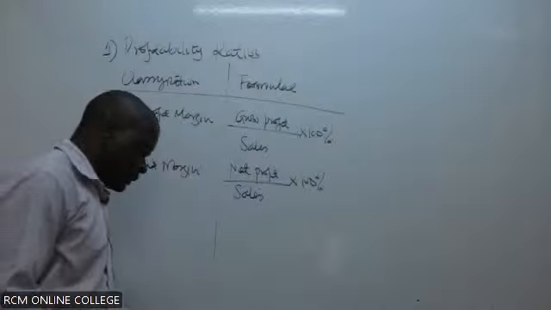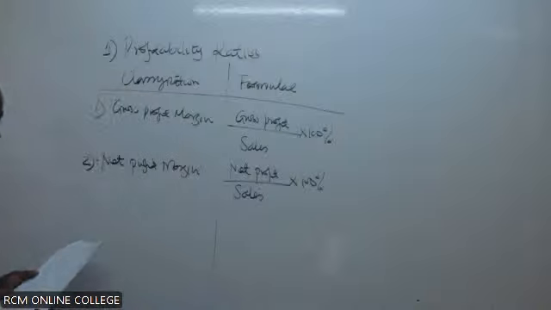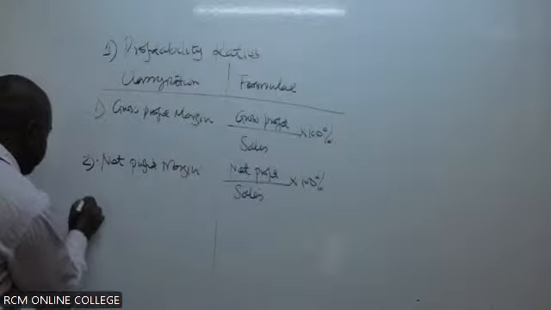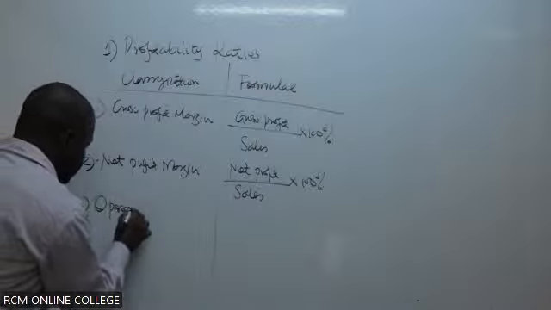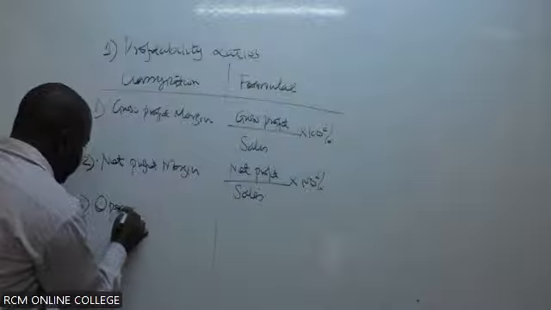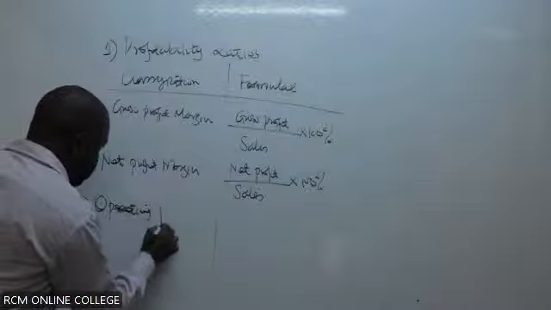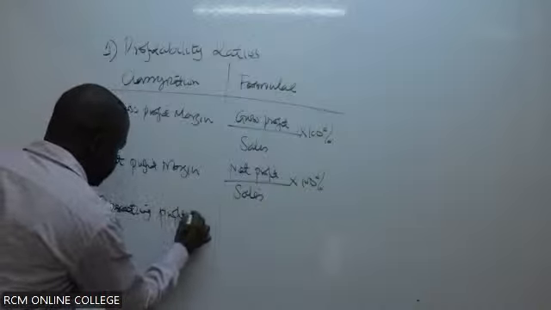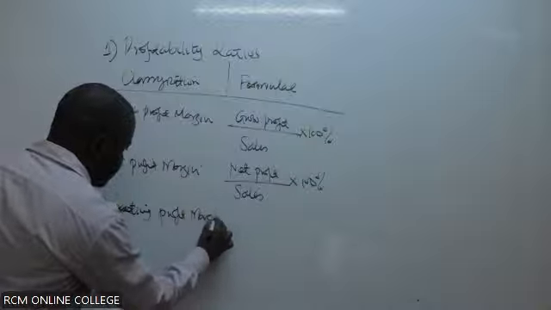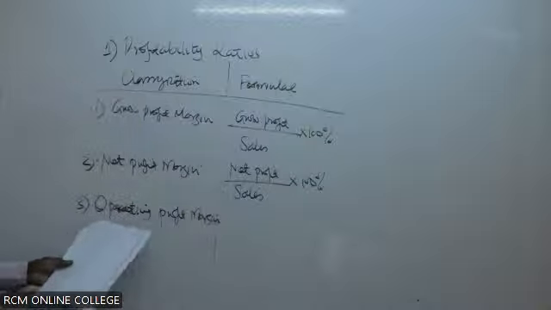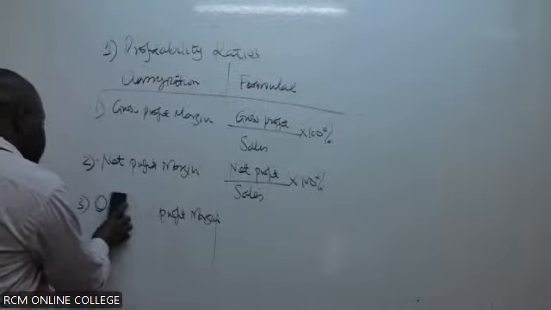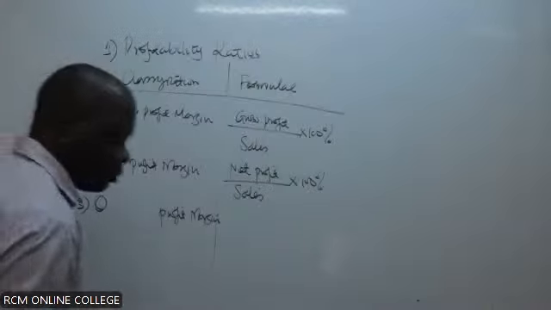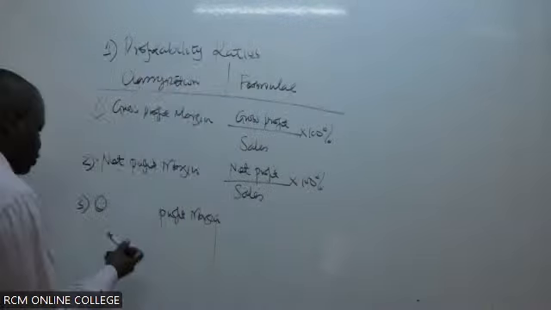Then you have operating profit margin. So we have the operating profit margin ratio. Hope you're able to see it. This one is operating, so we have operating profit margin ratio.